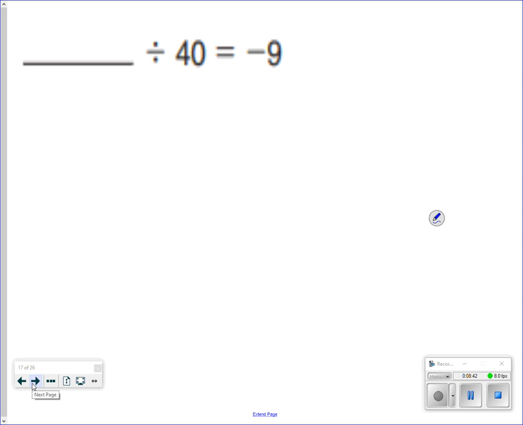Look at this next one. What number divided by 40 equals negative 9? Well, let's see here. I have to have a bigger number divided by 40 equals a negative 9. Well, what's 9 times 40? 9 times 40 is 360. 360 divided by 40 equals 9. But I need it to be a negative 9, so all I have to do is add a negative. Negative 360 divided by 40 equals negative 9.